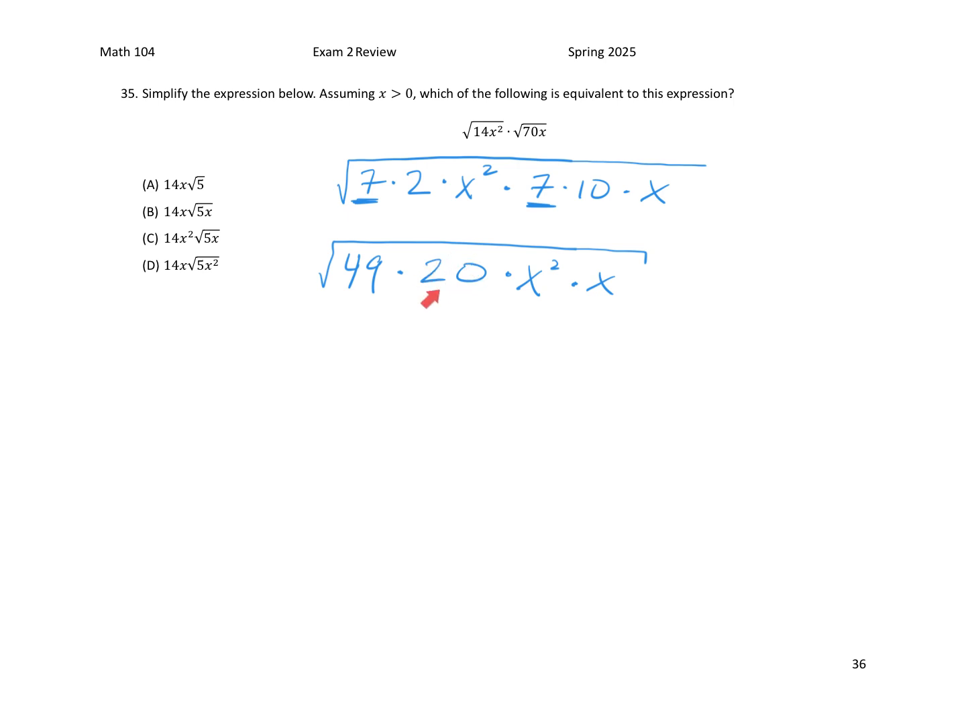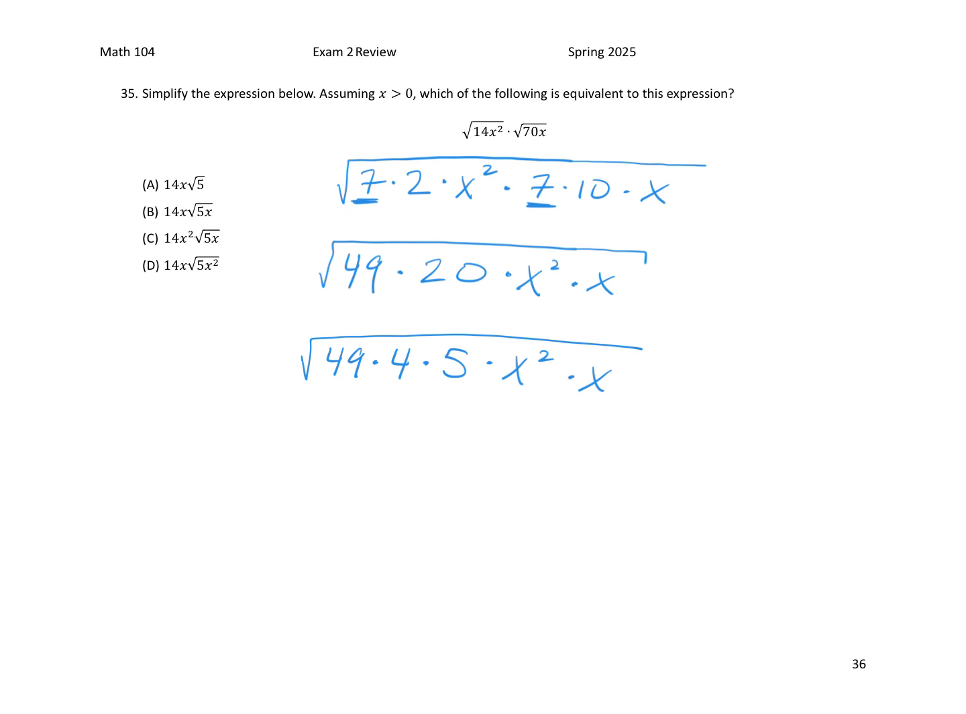Does 20 have any perfect square factors? It does. 4 goes into 20. So let's break out a 4 from that. So this is the square root of 49 times 4 times 5 times x squared times x.